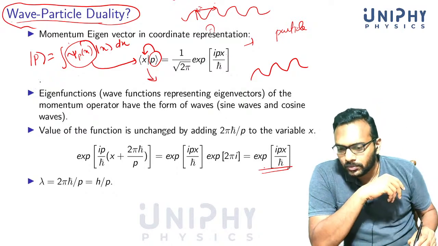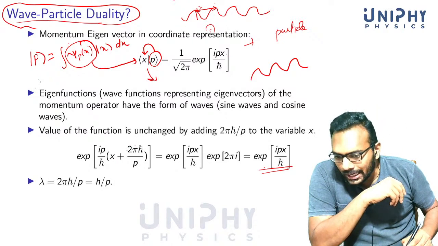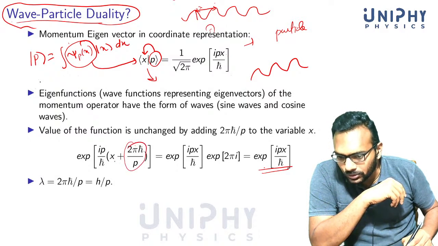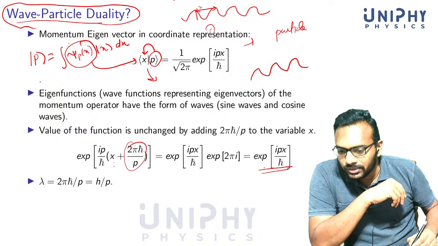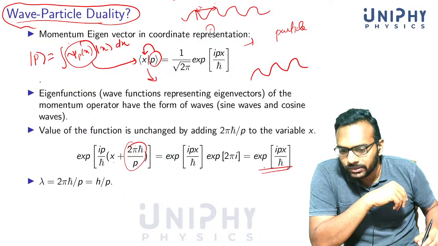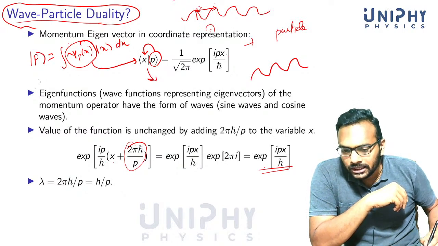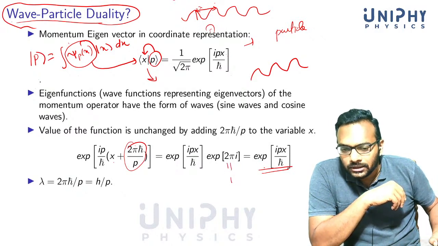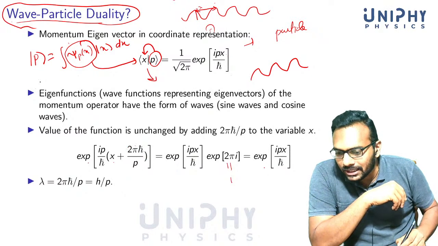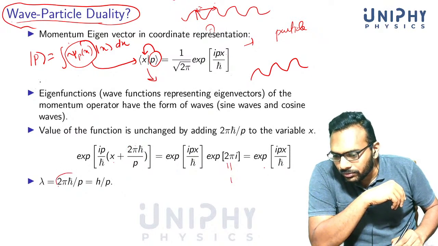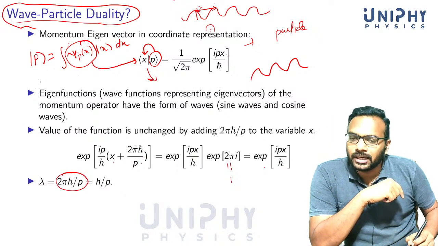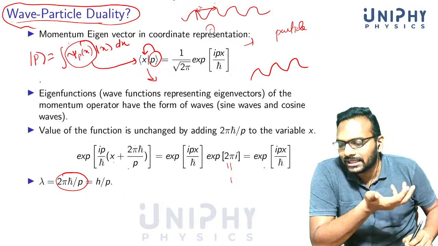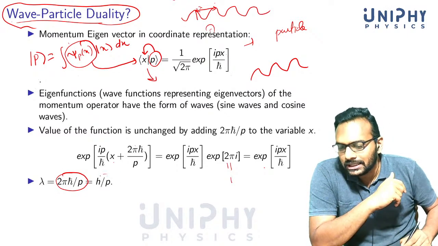So you see that if you add 2 pi h cross by p to this x, this becomes e raised to i px by h cross multiplied by e raised to 2 pi i, and you get back the same thing because this is equal to 1. So you see that this thing behaves like a wave with wavelength 2 pi h cross by p, or if you put h cross equal to h by 2 pi, you will get h divided by p.